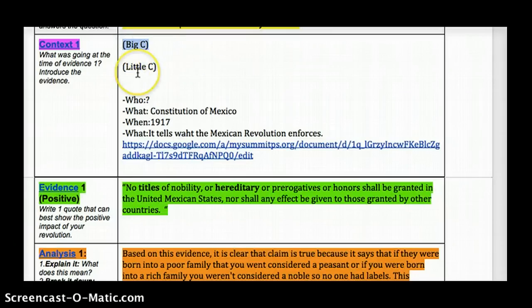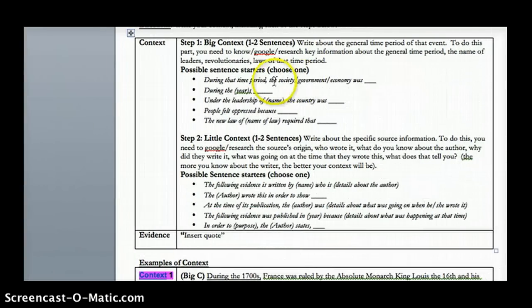So for big C, you're wondering what was happening during the general time period. Well, I know that in 1917, there was the revolution happening, and that the people were under the leader Porfirio Diaz. And they were not very happy. So here's some big context information I can include. Let me look at my sentence starters. I can look at key information about the time period, leaders, revolutionaries, and laws. I can use any of these.